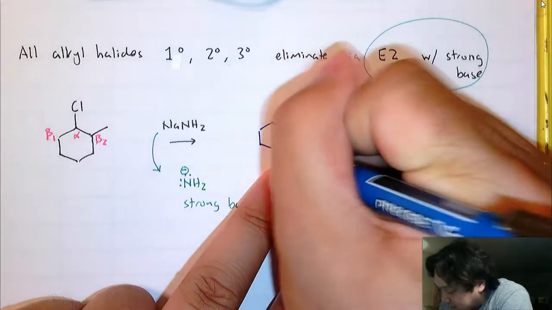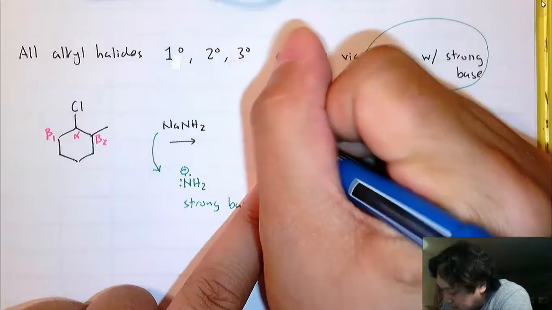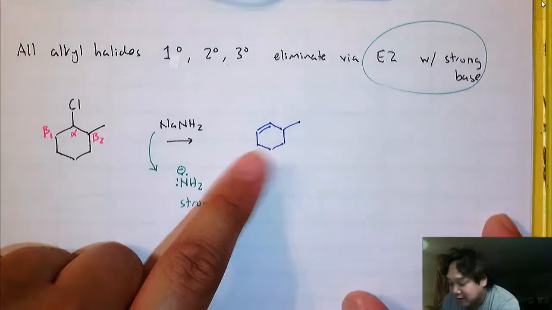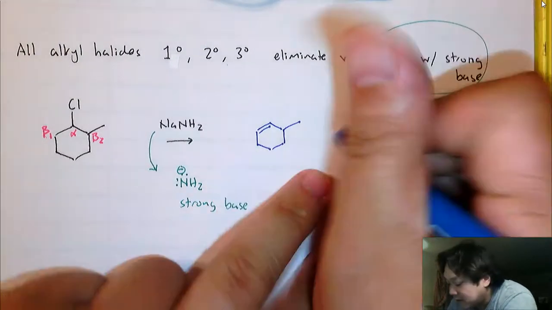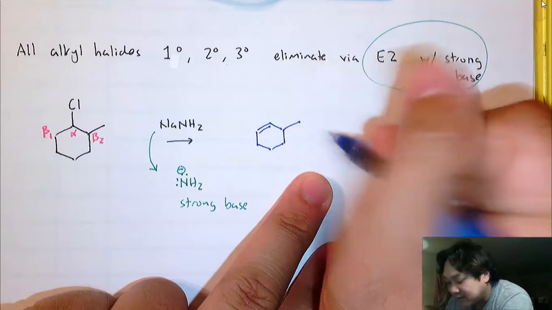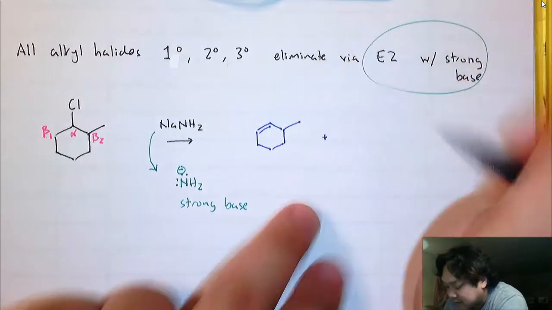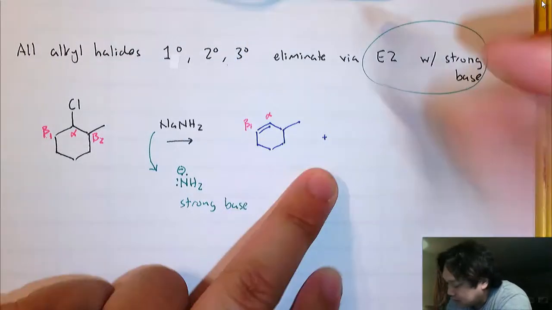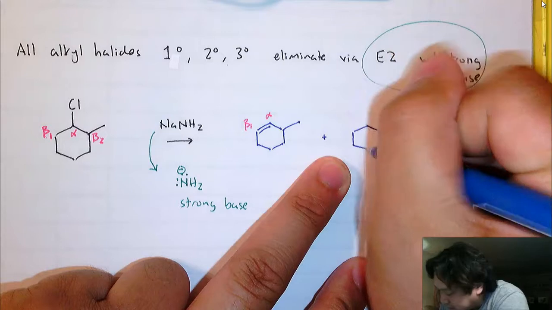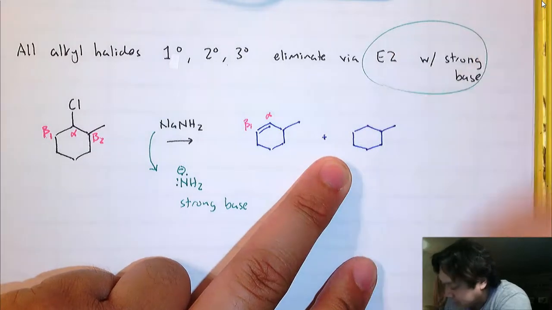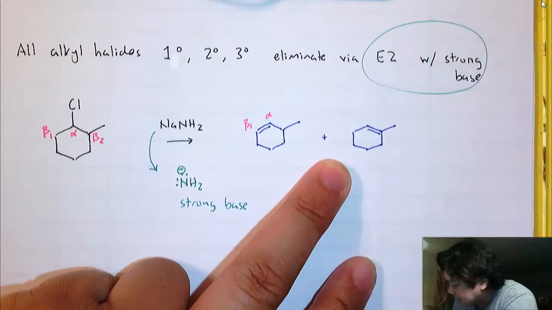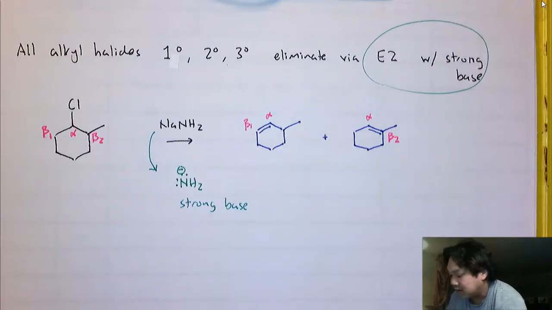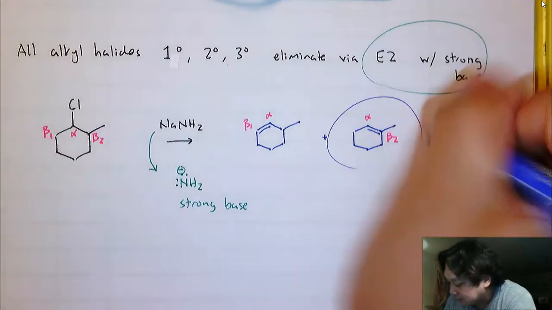I have 2 beta carbons, and there's no cis and trans, because we're in a ring, a small 6-membered ring. So all of them are going to look cis. So we have that because we eliminated the hydrogen off of beta 1. But if we eliminate the hydrogen off of beta 2, what are we going to get? We're going to get that. Alpha, beta 2. And the major product is this one.